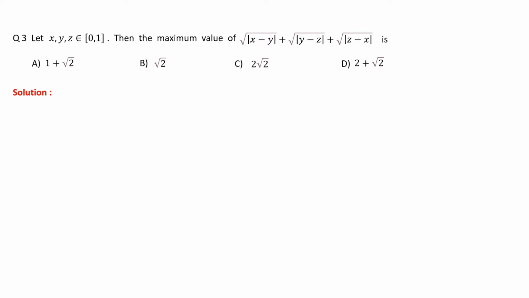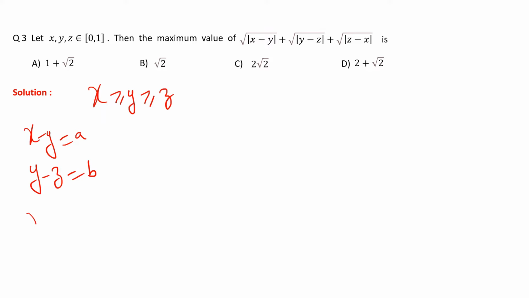Now without loss of generality, I can assume that x is greater than or equal to y greater than or equal to z. You can also assume y greater than or equal to z greater than or equal to x, or x greater than or equal to z greater than or equal to y. It is not going to affect our answer because ultimately one number will be greater than or equal to the second, and the second will be greater than or equal to the third. Now I am taking x minus y equal to a and y minus z equal to b.